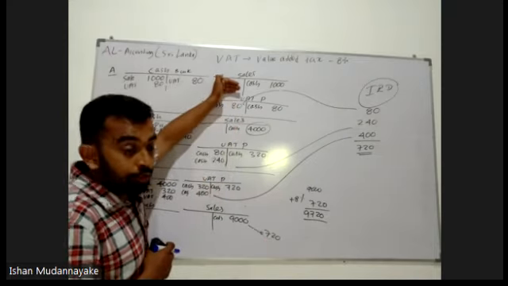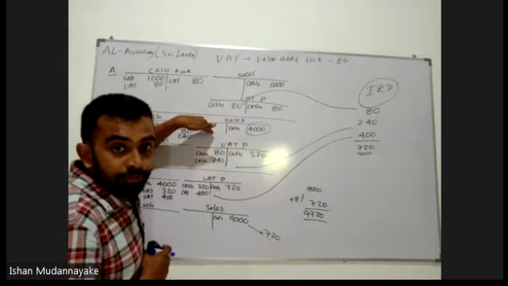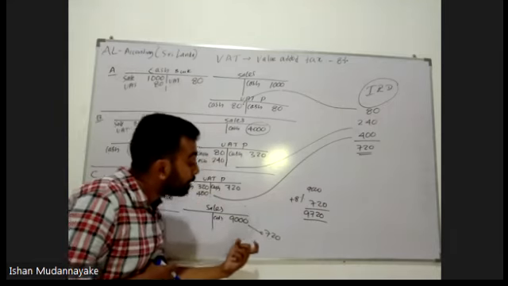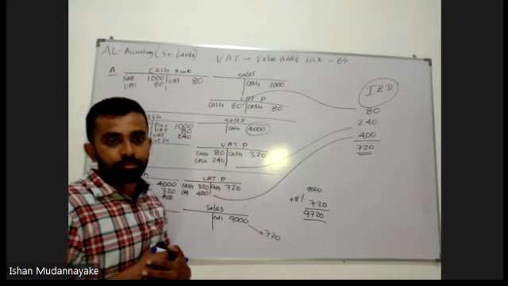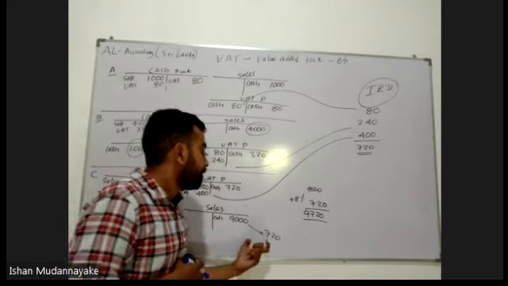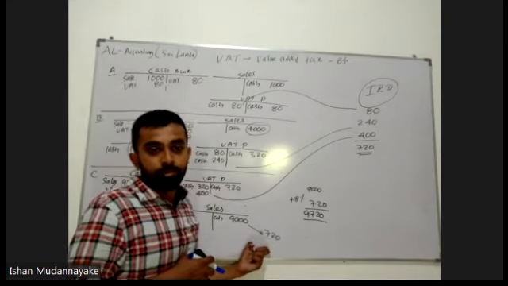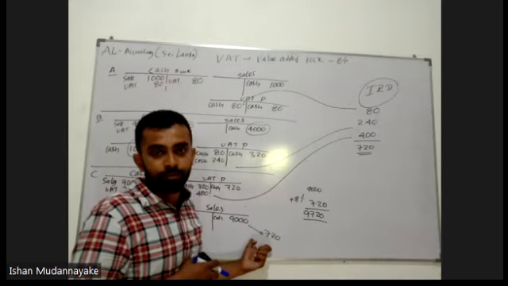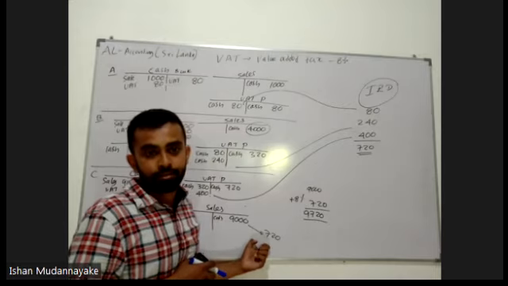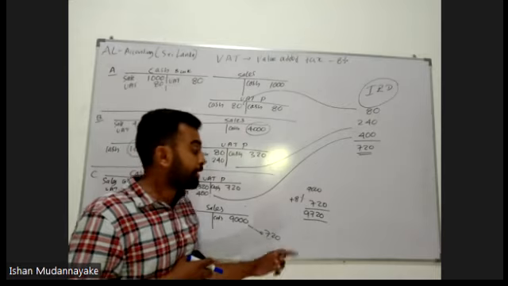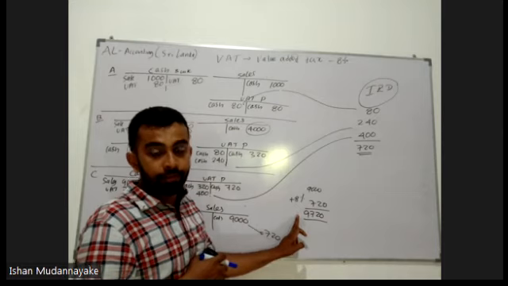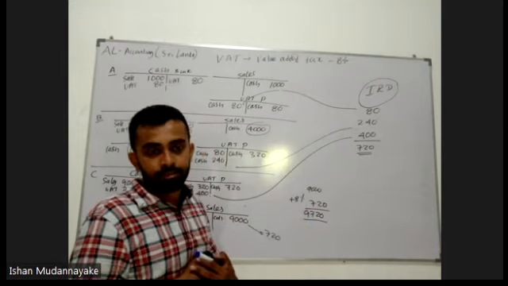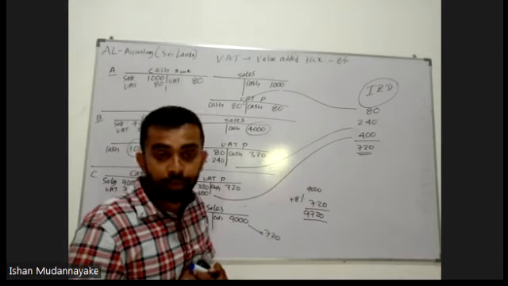transferred their liability to company B. Company B transferred their liability to company C. But this ultimate payment is borne by whom? The customer. The customer has to pay this 720 total value added tax. The customer has to pay 9,720. They cannot transfer this 720 to anyone else. They will have to bear 720.